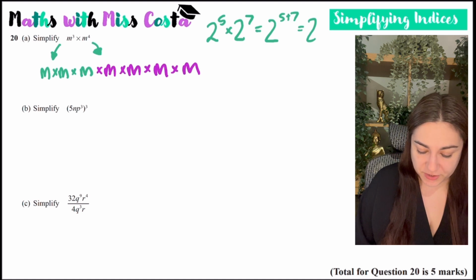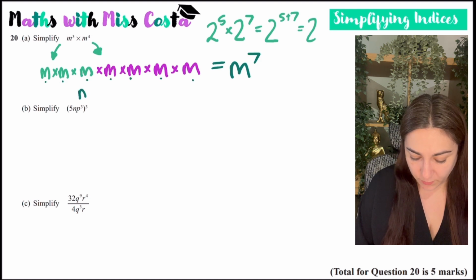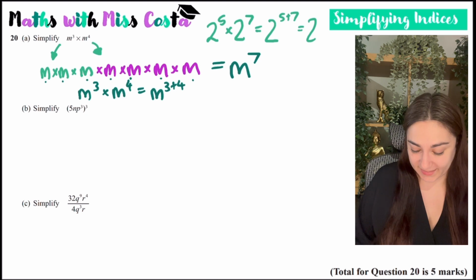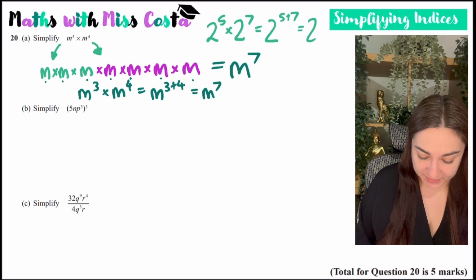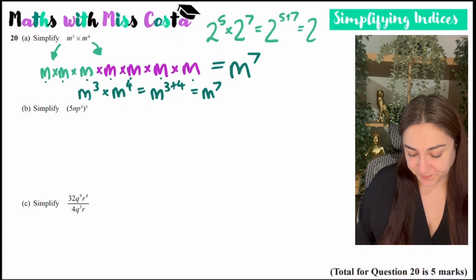So how many times in total have you multiplied m by itself? 1, 2, 3, 4, 5, 6, 7. And that's why we say we add the indices together, because repeated multiplication is the same as addition. But whichever way you get there, that's absolutely fine. Now the next question is a little bit trickier.